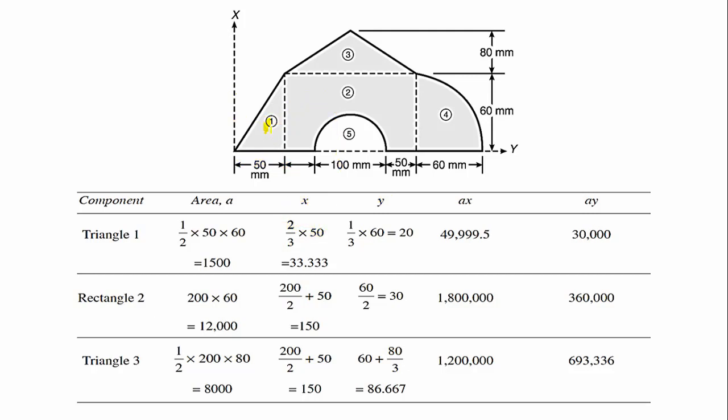Similarly, the y value has to be calculated. Y means this distance has to be calculated. Now you see this is the base and this is the pointed end. From the base it is 1/3, from the pointed end it is 2/3. From the base it is 1/3. 1/3 of how much? Height is 60. So therefore 1/3 of 60. You will get it as 20 mm.